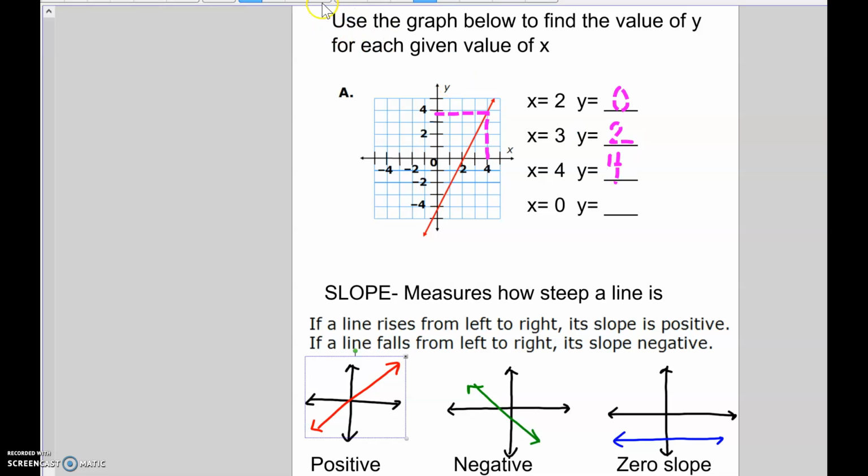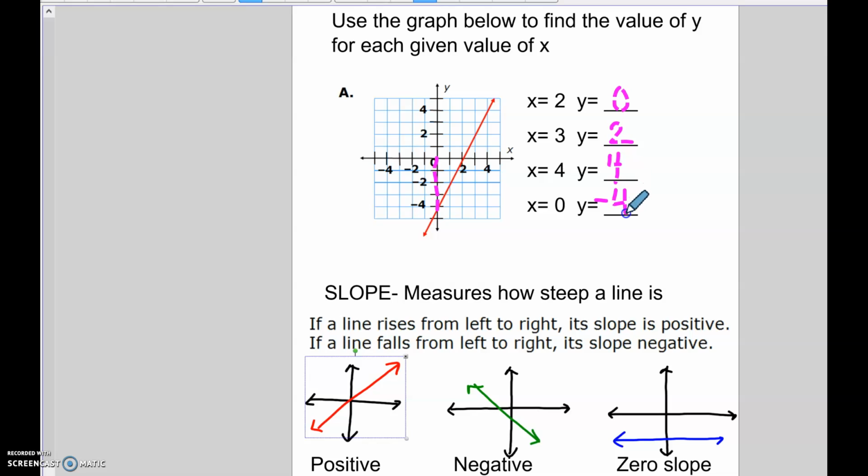But what about when x is 0? Don't slide, just go there. Now the graph is below me, so I'm going to have to go down until I touch the red graph. Boom, right there at negative 4.